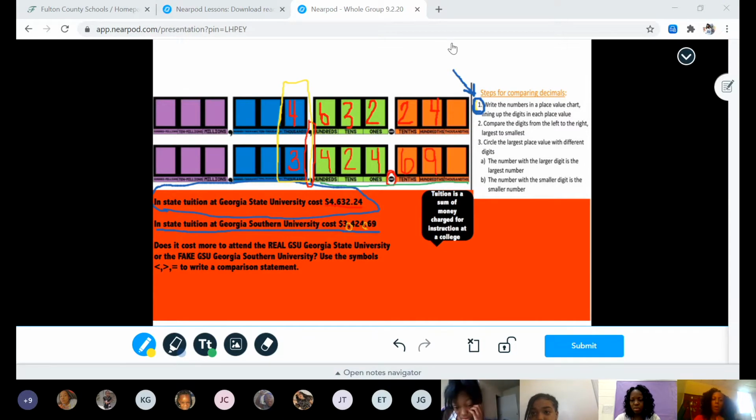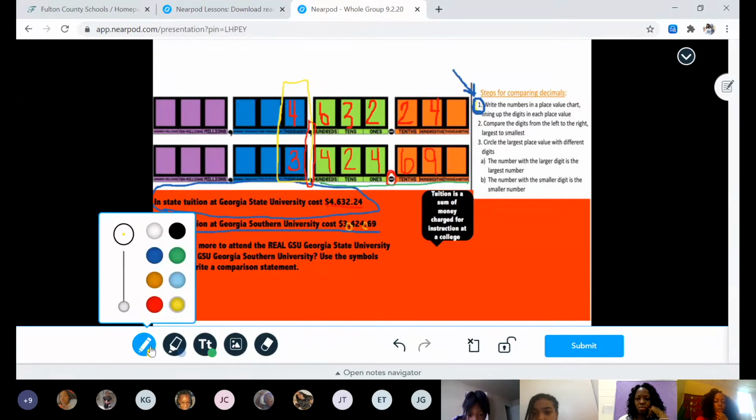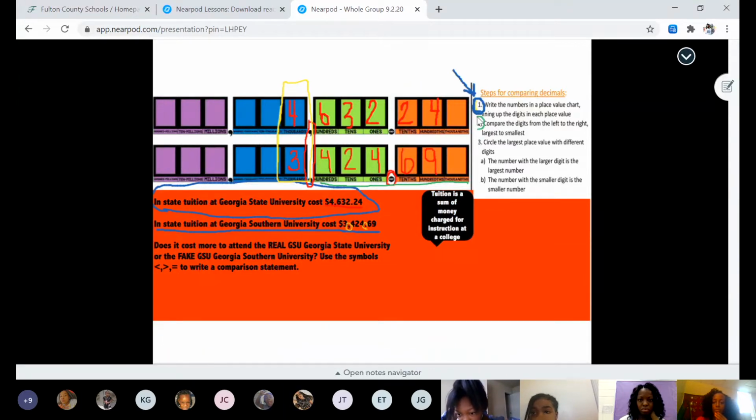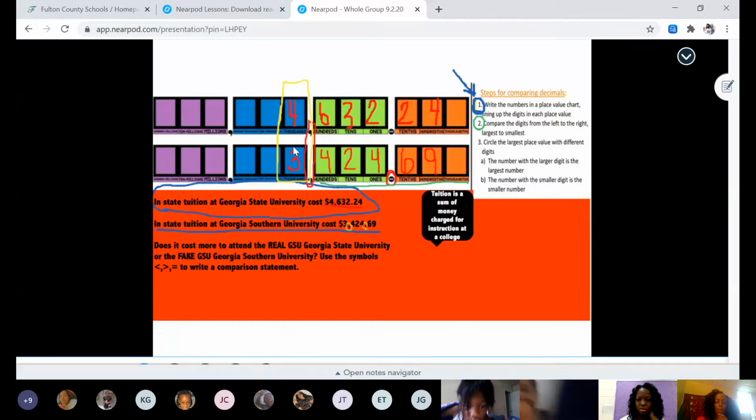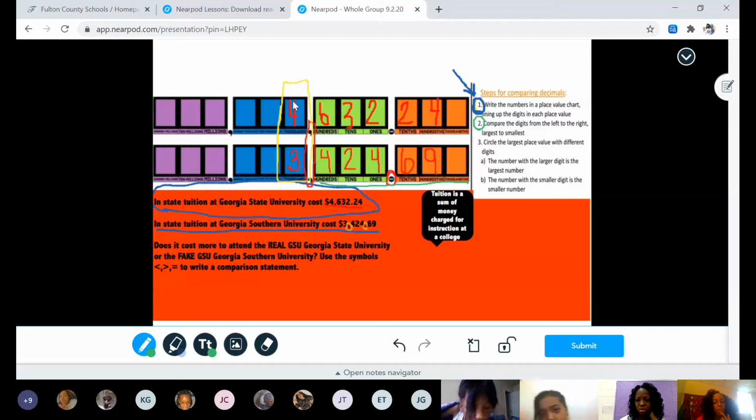Ashley, are you able to unmute? What do we know about the digits 4 and 3? Just in general, what do we know about those two digits? We're on step 2. Go ahead, Ashley. You able to go ahead? I can hear you. The ones that's in yellow. Yes, 4 and 3. What do we know about those two digits if we were to compare them?